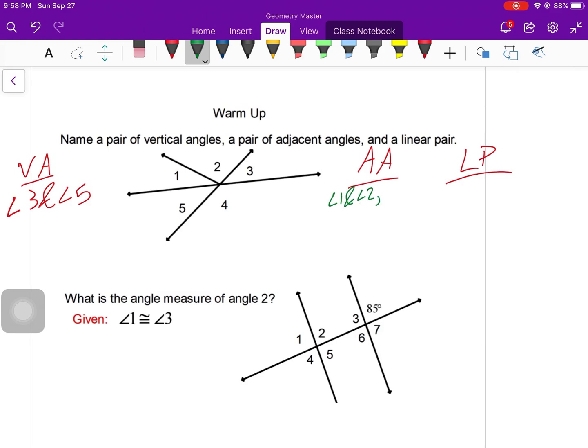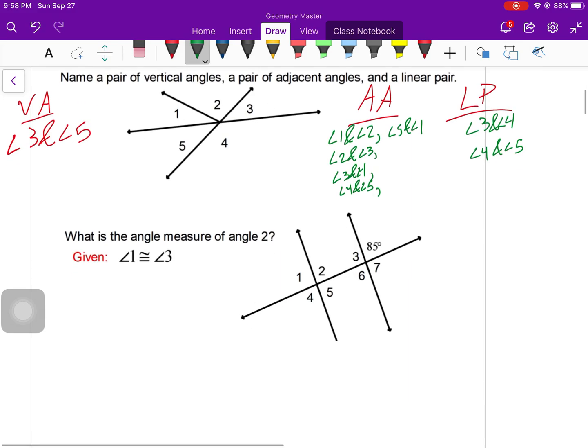Angle 1 and angle 2, angle 2 and angle 3, angle 3 and angle 4, angle 4 and angle 5, angle 5 and angle 1. You could have had any of those. You didn't need all of them. You just had to find a pair of adjacent angles, but those are all of the possible pairs. And then linear pairs, you could have had angle 3 and angle 4, or you could have had angle 4 and angle 5. Those are the only possible pairs for the linear pair.